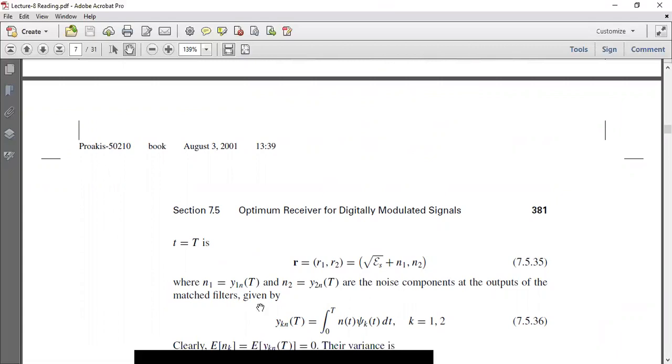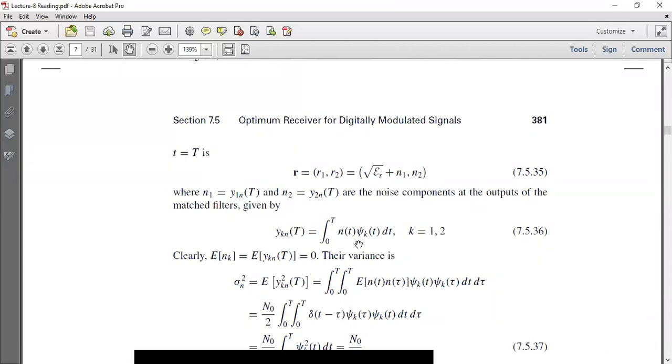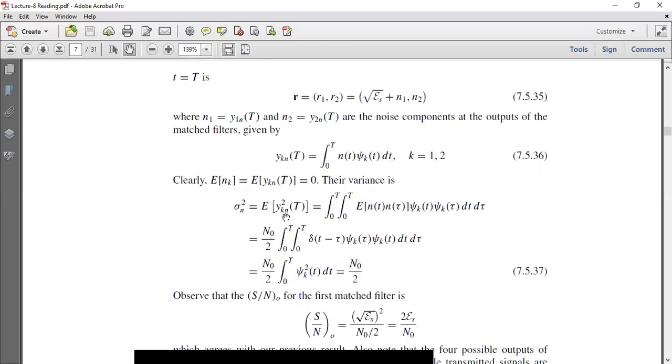The noise components at the outputs of the matched filters are given by this expression, yk of n. So you take the cross correlation of these two and find the expression yk n at T. Clearly, expected value of nk is equal to expected value of yk n at T, which is 0. Their variance is the expectation of yk n squared T, so expectation of n of t and then phi k, which gives delta of t minus tau times N0 by 2, and this is over phi squared k. Since it is a basis function, this value will be 1, unit norm. So we are left with N0 by 2.